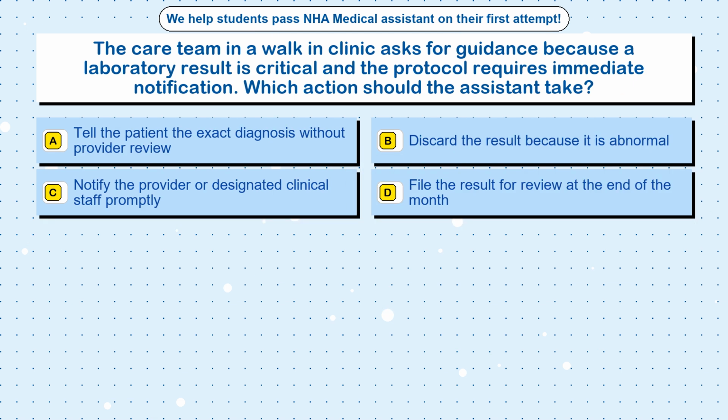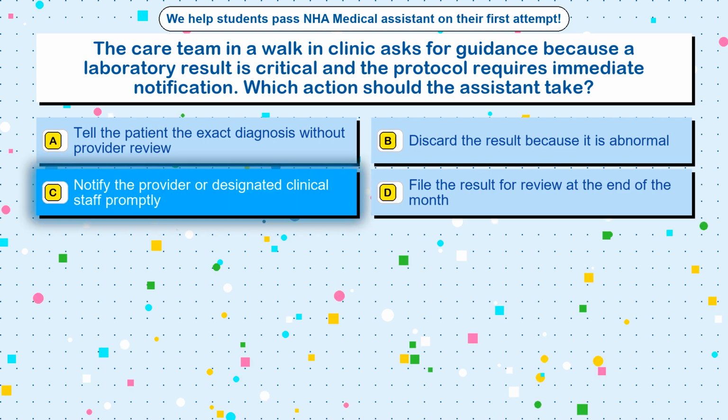Question 58. The care team in a walk-in clinic asks for guidance because a laboratory result is critical and the protocol requires immediate notification. Which action should the assistant take? Option A, tell the patient the exact diagnosis without provider review. Option B, discard the result because it is abnormal. Option C, notify the provider or designated clinical staff promptly. Option D, file the result for review at the end of the month.